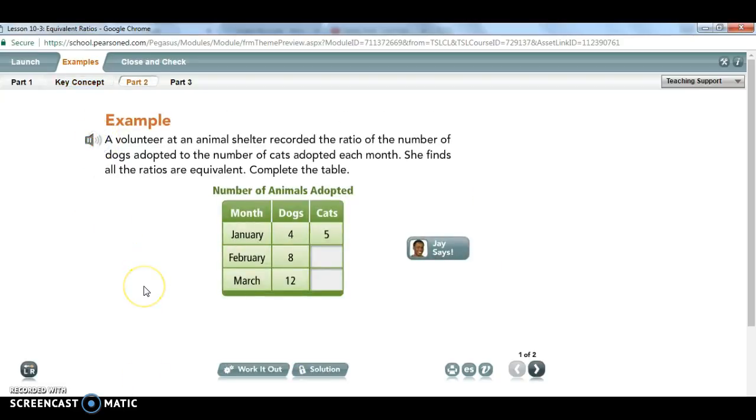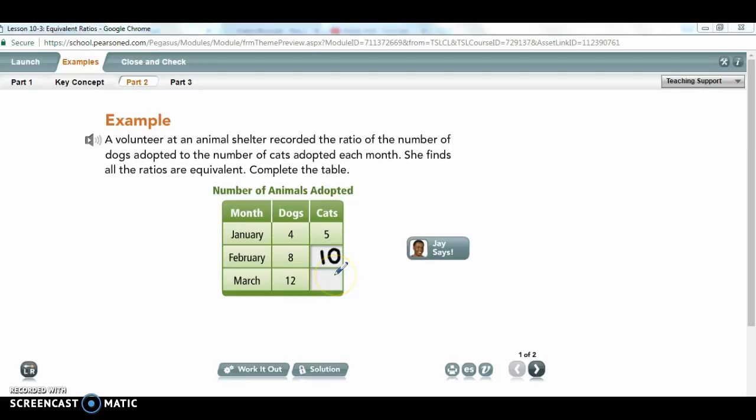A volunteer at an animal shelter recorded the ratio of the number of dogs adopted to the number of cats adopted each month. She finds all the ratios are equivalent. Complete the table. So knowing that we can take our ratio of dogs to cats, 4 to 5, and multiply it up, we need to figure out what times 4 equals 8. We should all know that that is 2, and so 5 times 2 equals 10.